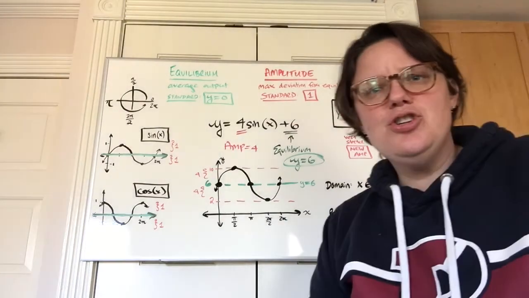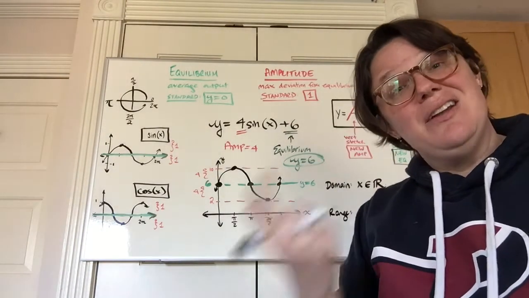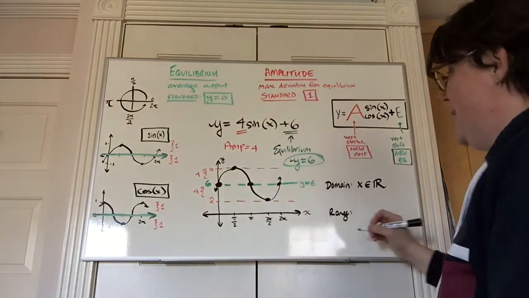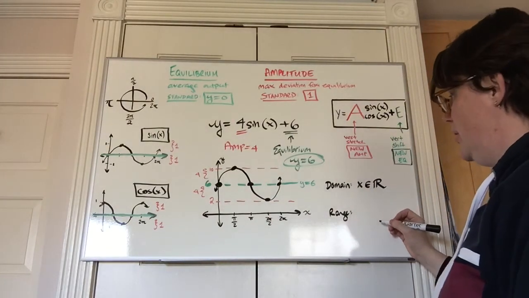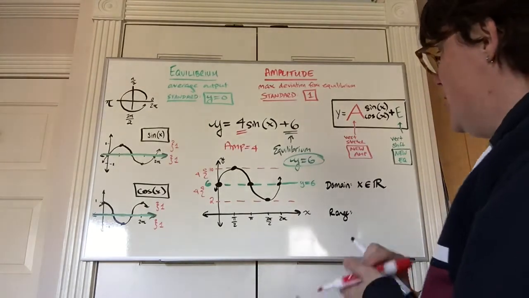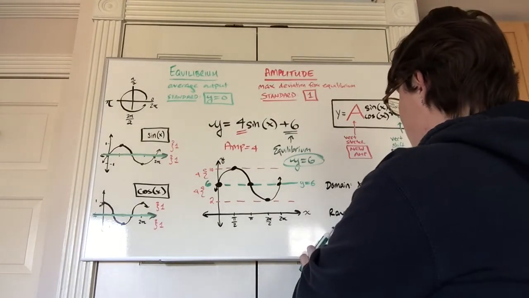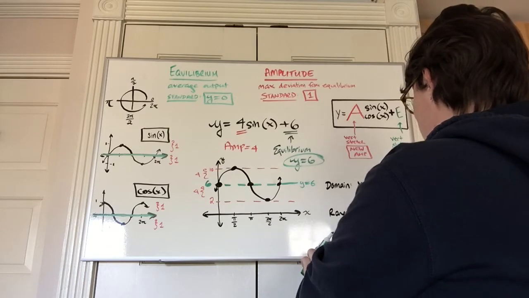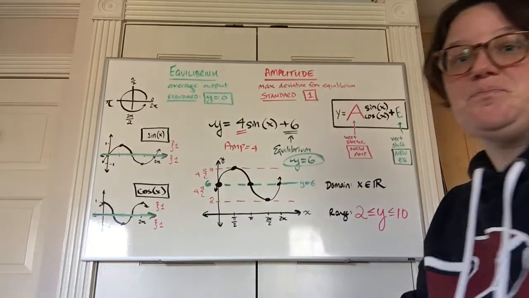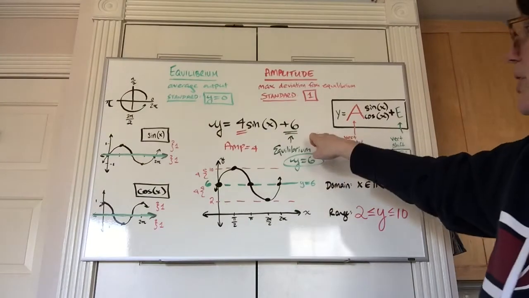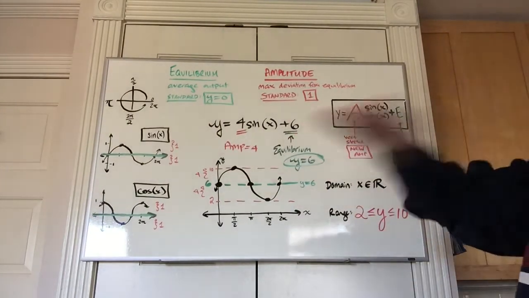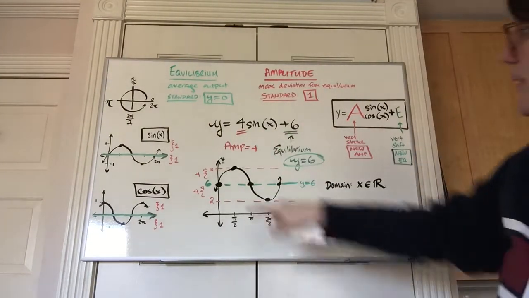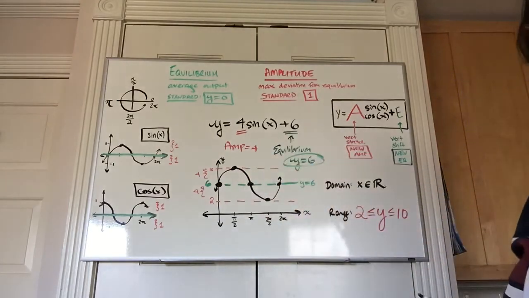And then the range, what you might remember from both last year and a little bit this year, is that range is always measured from bottom to top. So it's what y's can possibly come out. I'm just going to say, what's my lowest y? That's 2. What's my highest y? That's 10. So I identified the equilibrium, identified the amplitude, gave myself a middle, made a top, made a bottom, started in the middle, and headed up.